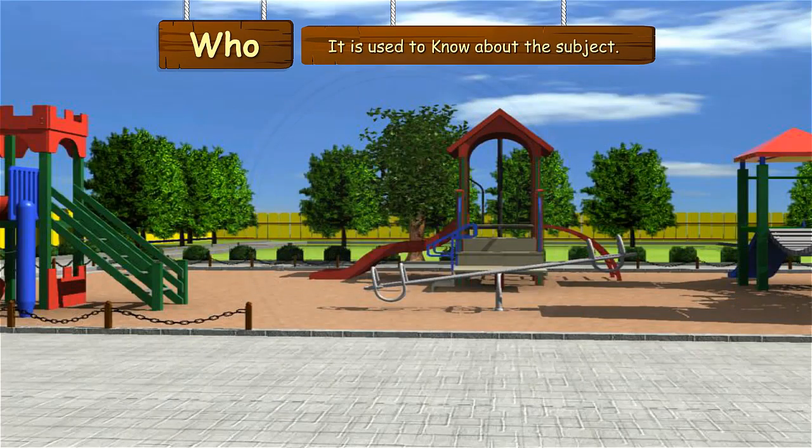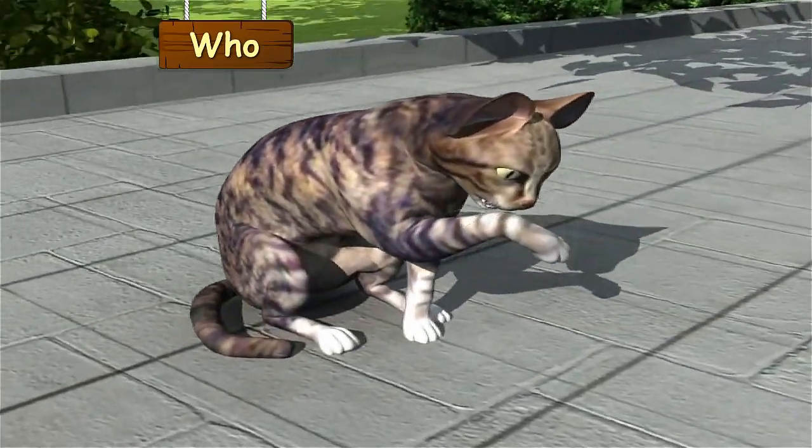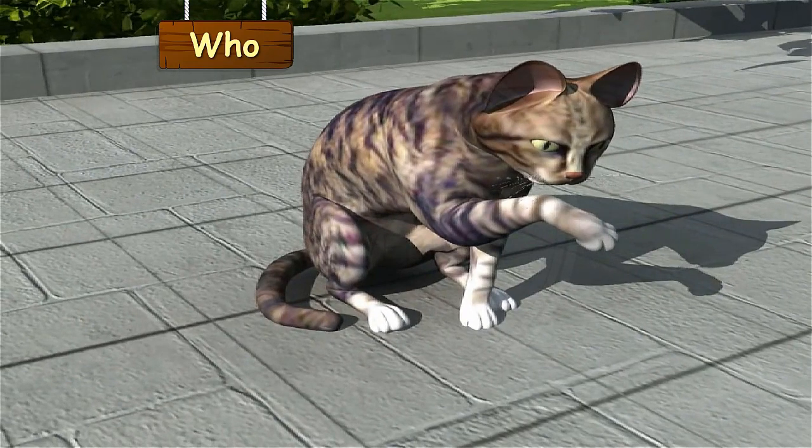Who is used in a question when we want to know about the subject. For instance, who is cleaning its paws? In this question, who refers to the subject, that is the one who is cleaning its paws.